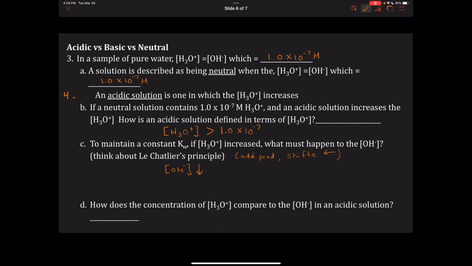As a result, in an acidic solution, we're going to find that hydronium and hydroxide, first of all, are no longer equal, and they're also no longer equal to 1 times 10 to the negative 7th. We're going to find that the hydronium concentration will be greater than the hydroxide concentration. So they're both always present, but if it's an acidic solution, the hydronium concentration is greater.